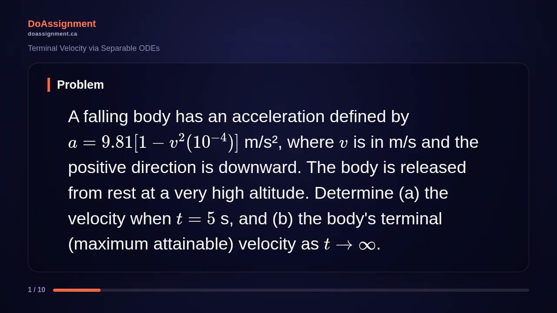A falling body has an acceleration defined by a equals 9.81 times the quantity 1 minus v squared times 10 to the negative 4 in meters per second squared, where v is in meters per second and the positive direction is downward. The body is released from rest at a very high altitude. Determine Part A, the velocity when t equals 5 seconds, and Part B, the body's terminal, or maximum attainable, velocity as t approaches infinity. Now let's work through the solution step by step.